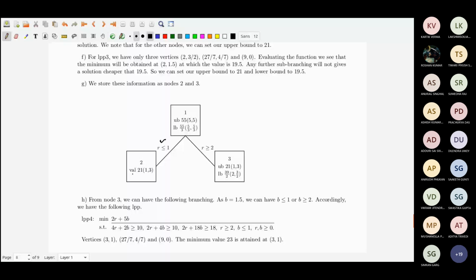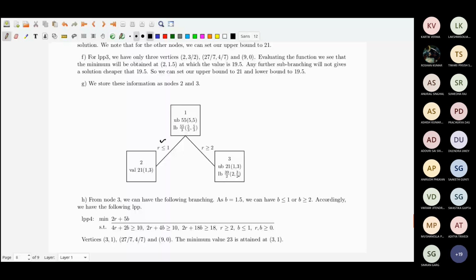I don't have to do any branching over here, but I have to do the branching over here for node 3. For node 3 I can do the branching. This is 3.2, therefore again B less than equal to 1 and B greater than equal to 2, that branching can be done. Okay, so let us do that.